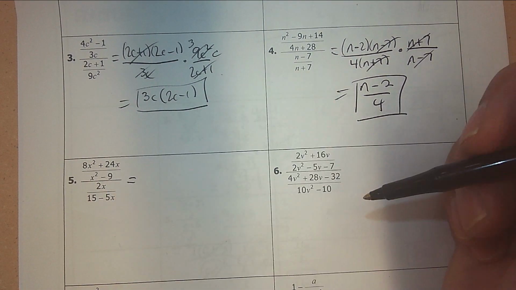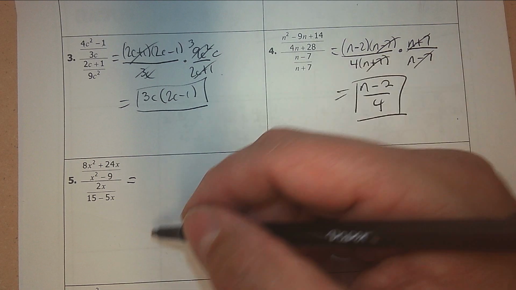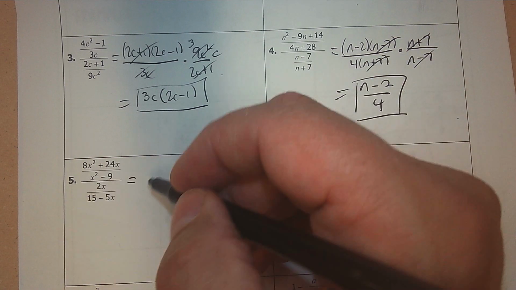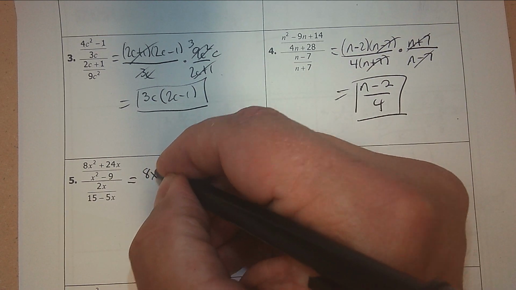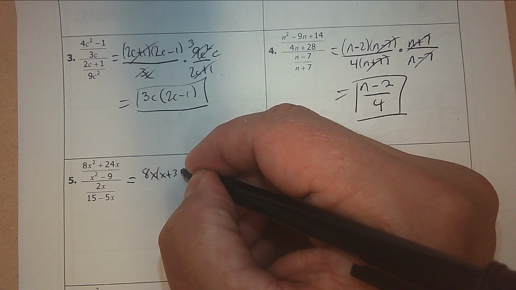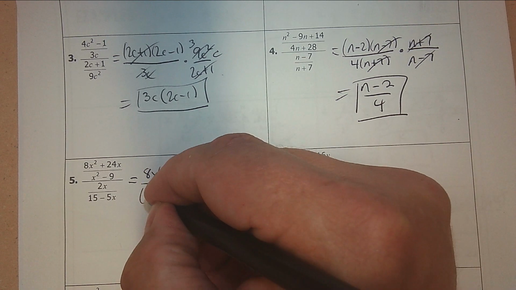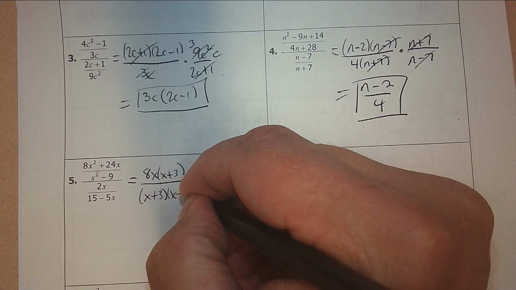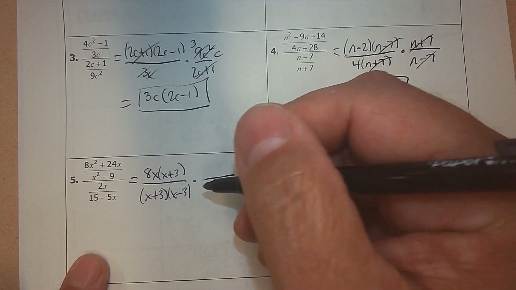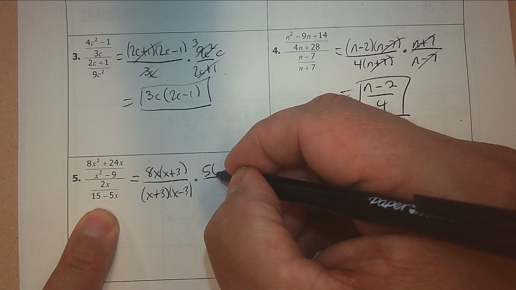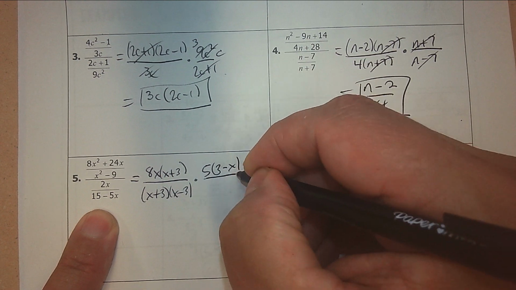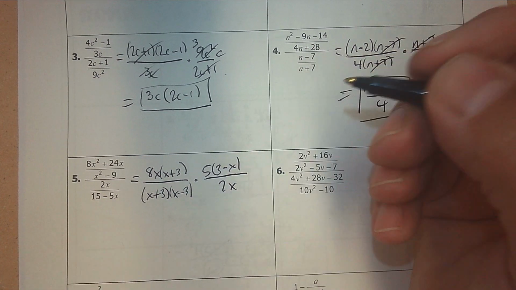All right, so again, I'm going to look to see. I'm going to factor and do the reciprocal at the same time. So first I factor out an 8x. And then it's a difference of squares. The reciprocal, I'm going to factor out a 5. So I have 3 subtract x, and then 2x. So there it is, the setup.